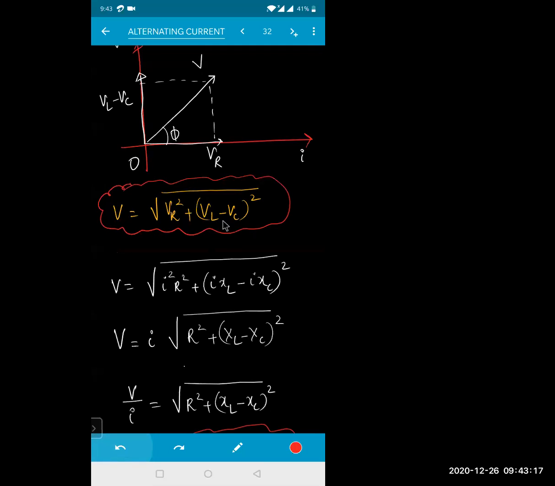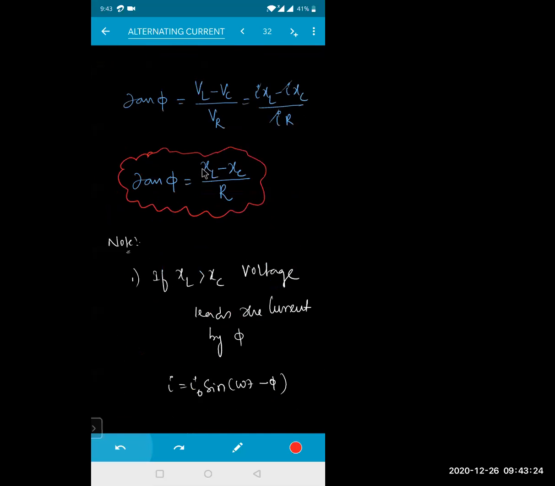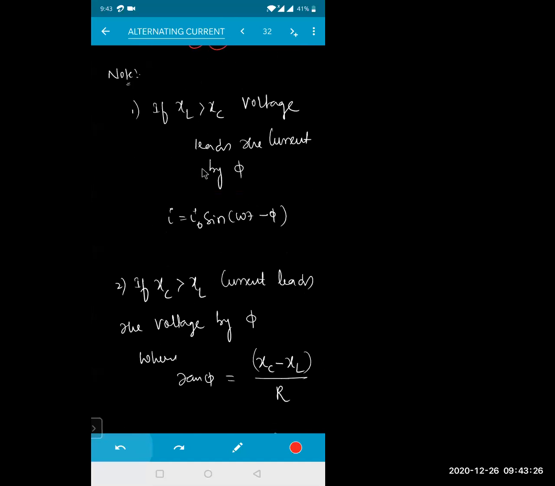In resonance condition, if these two become equal, V will be equal to VR. V is equal to I into Z, which is equal to I into R. I gets cancelled, so V will be equal to the Z part of the relation. In the same way, you can write the different conditions.